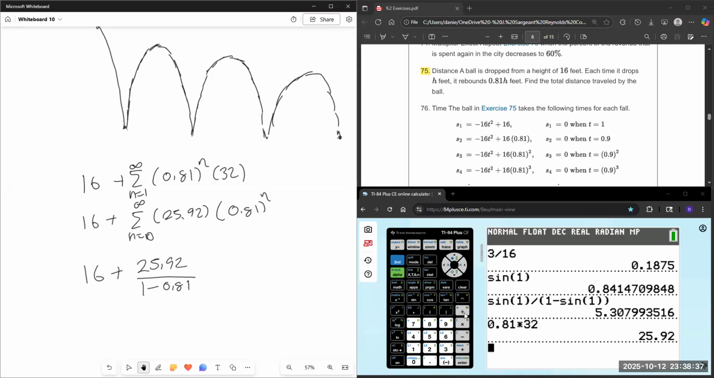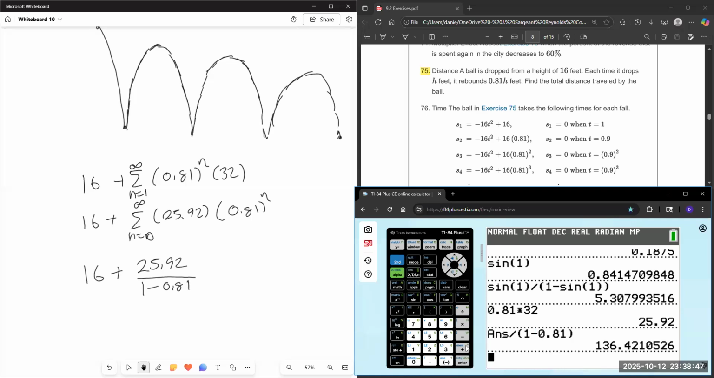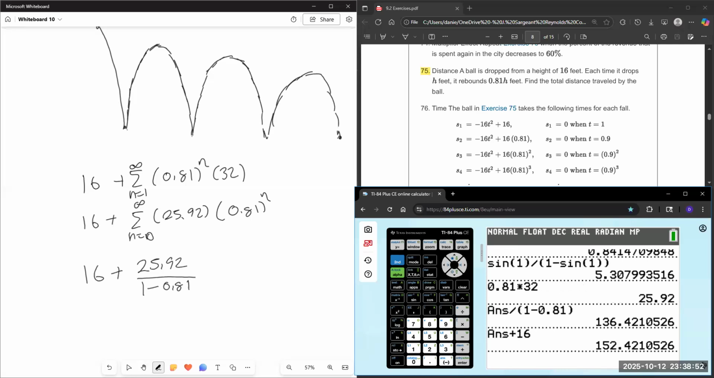So divided by 1 minus 0.81, or you could just divide by 0.19, and then plus 16. And this is going to be approximately 152.42 feet that the ball is going to travel on its entire path, starting from the 16-foot tall height and going down, up, down, up, down, up, down until it stops.